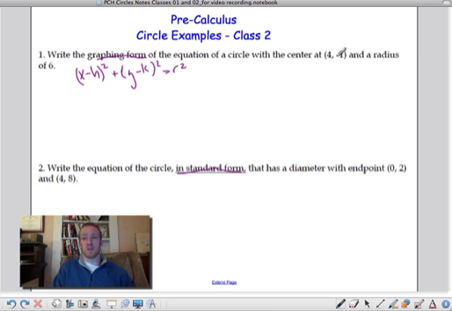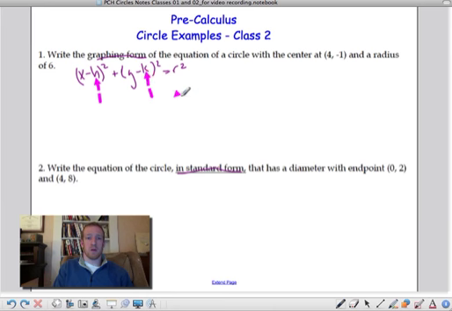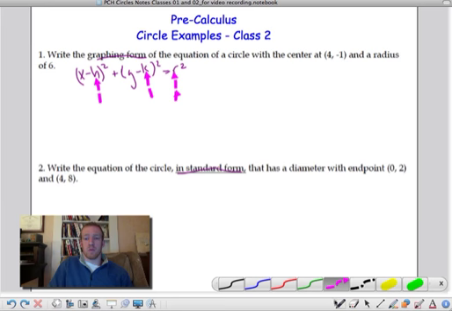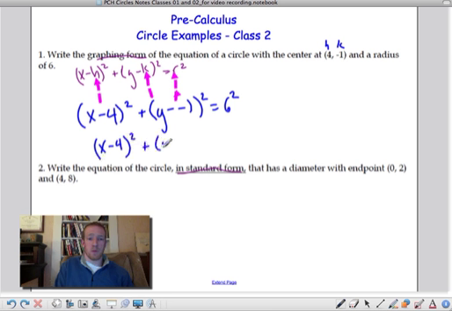So this is pretty easy. They tell us the center and the radius, so we just plug these numbers in here, here, and right there. So what we're going to do is rewrite that as x minus h, so this is our h, this is our k, so x minus 4 squared plus y minus a negative 1 squared equals the radius of 6 squared. So simplified, that's going to be x minus 4 squared plus y plus 1 squared equals 36.